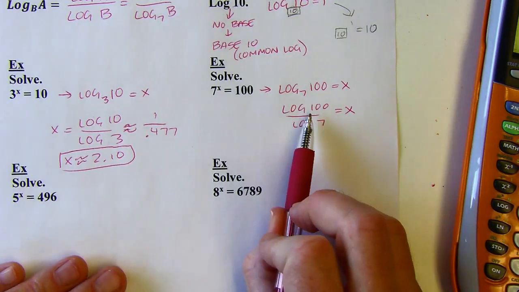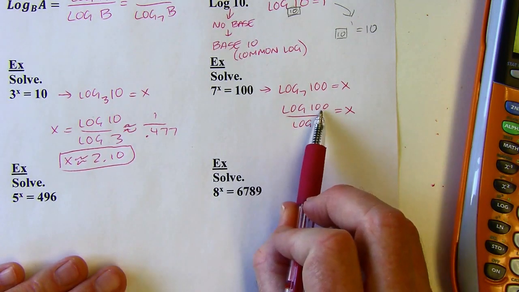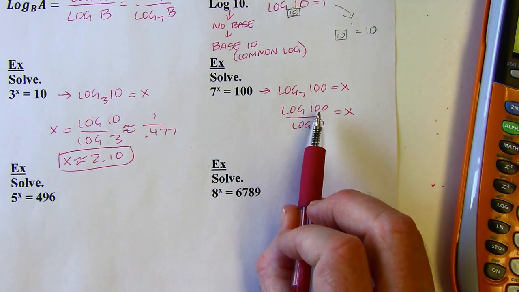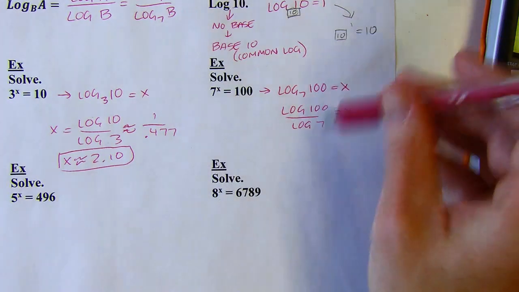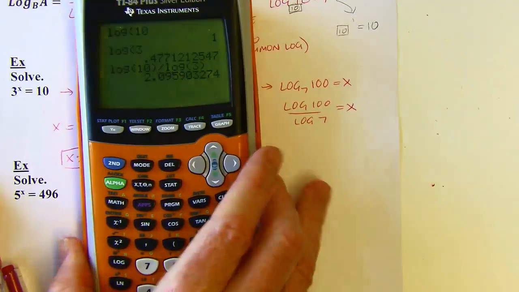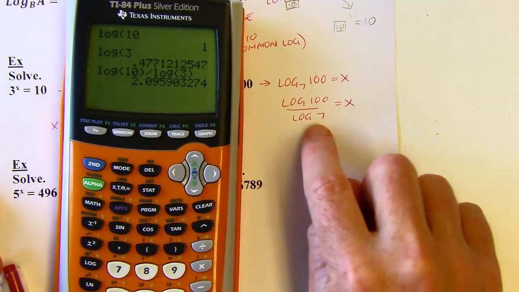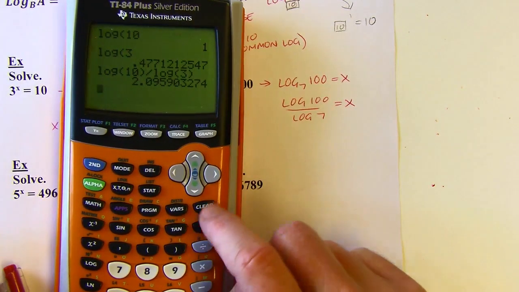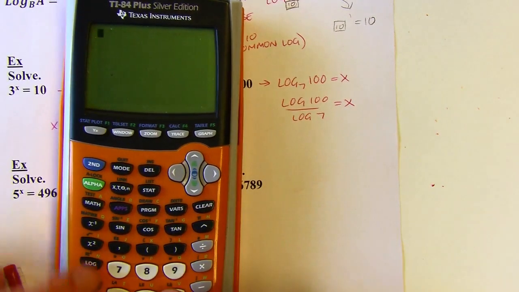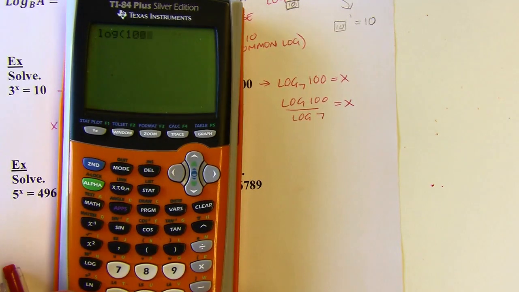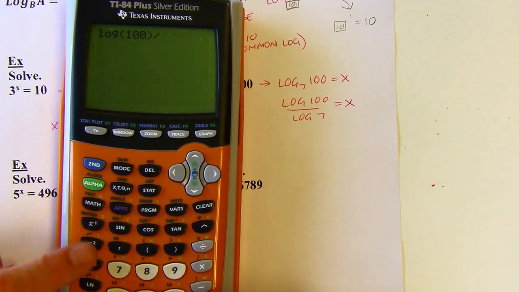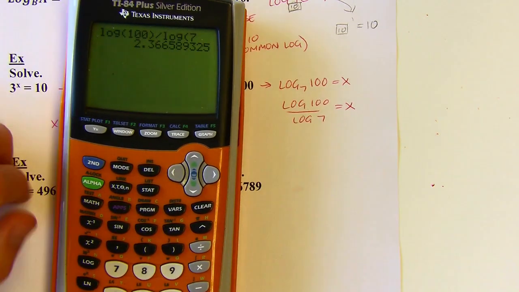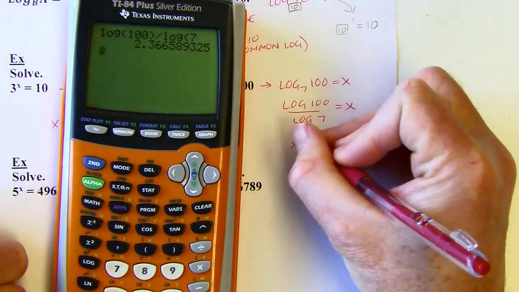Log of 100, 10 to the something is going to equal 100. Well, that should be 2, right? 10 to the second. So the top of this, log 100, is going to be 2. But I don't know what log 10 raised to some power equals 7. I don't know what that is. It's going to be a decimal. So I'm just going to do this on my calculator. Log of 100, close the parentheses, divided by log of 7, and then I've got 2.37 roughly.